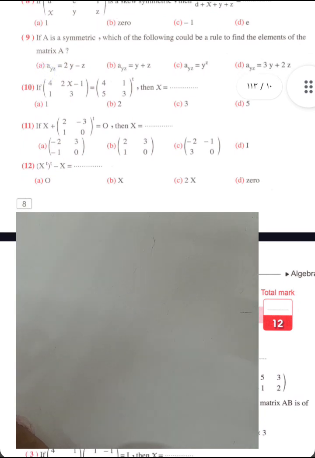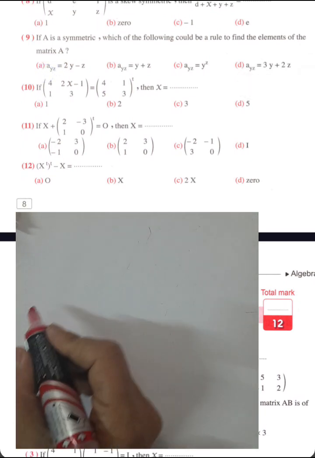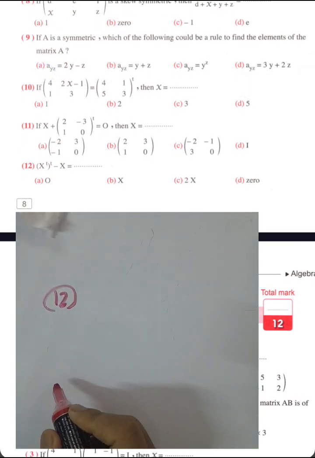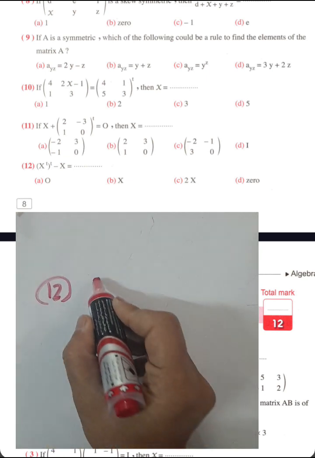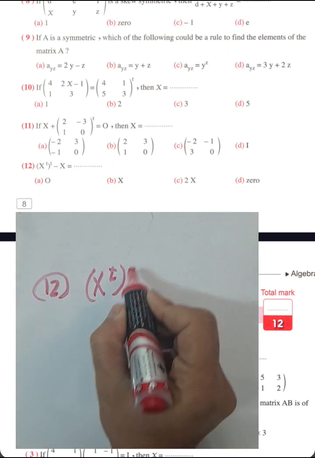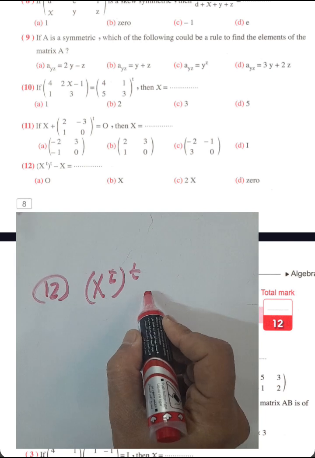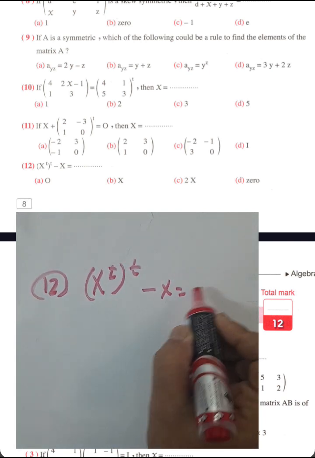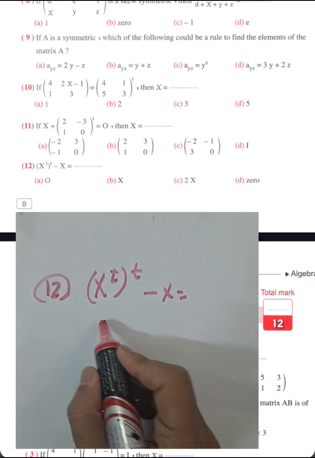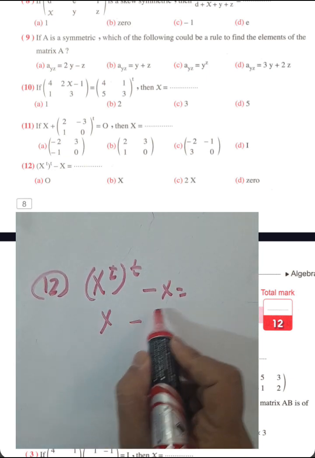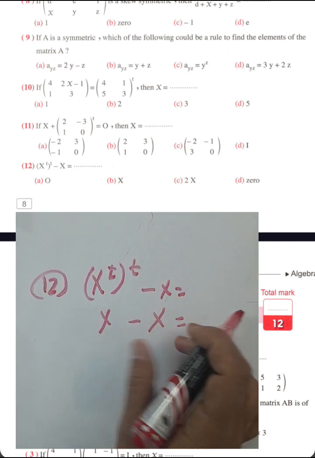Question 12. If x transpose minus x equal what? It will be 0, because x transpose will be x. X subtracted by matrix x will be the zero matrix.